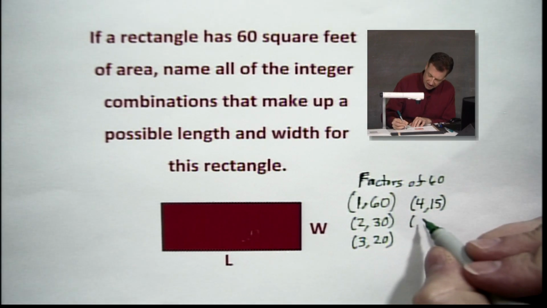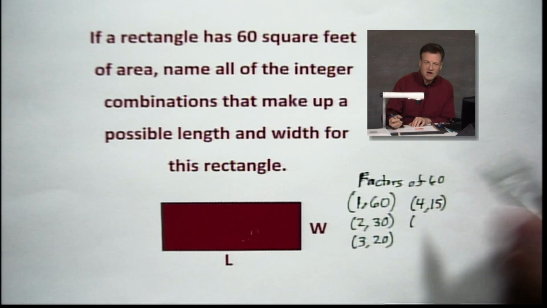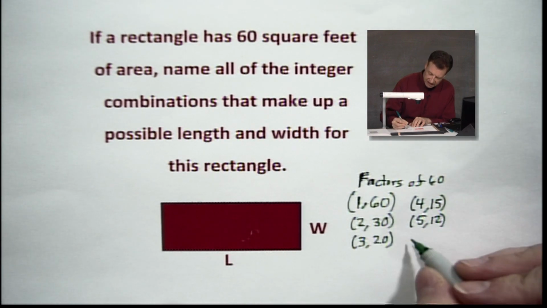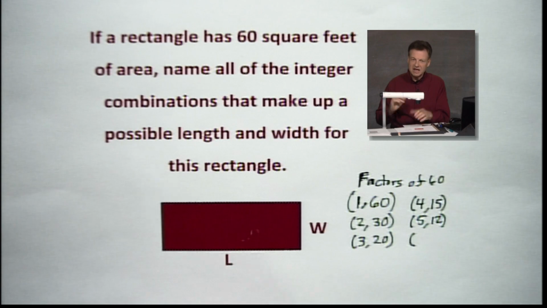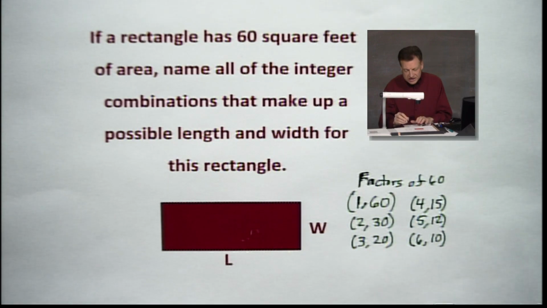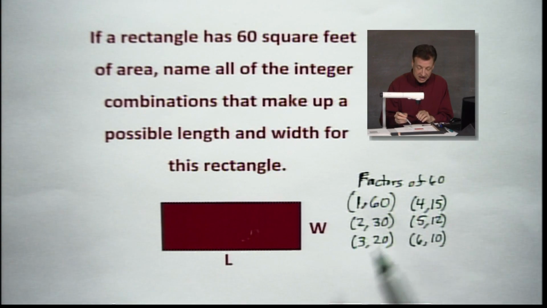Whew. 5. Well, it ends with 0, so 5 will divide in there evenly. How about it? 5 and 12. And while we're at it, one more option. I see a 0. I know 10 is going to work. How about it? 6 and 10. So these are pairs for length and width, but they also could work as width and length. All right, so again, there are your possible combinations.